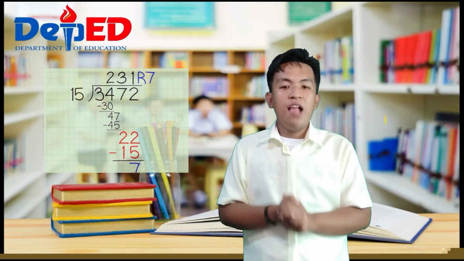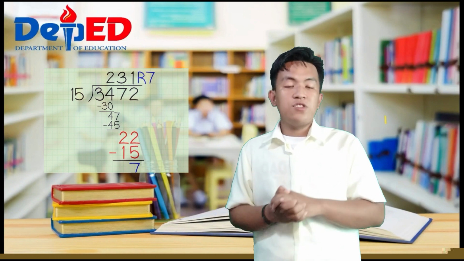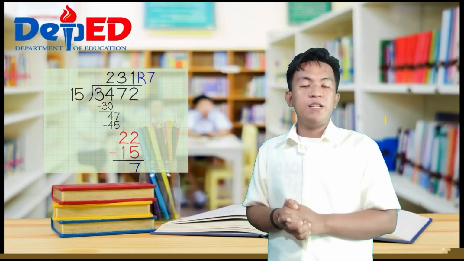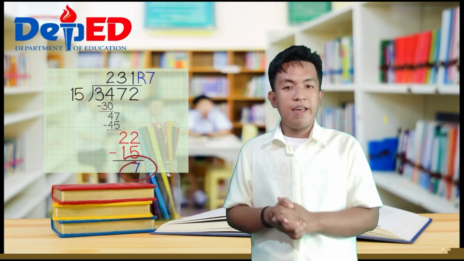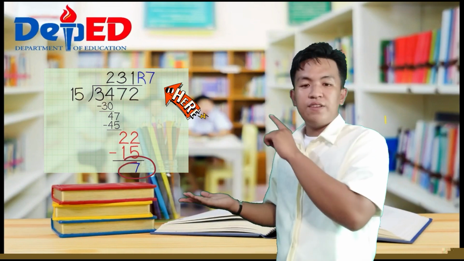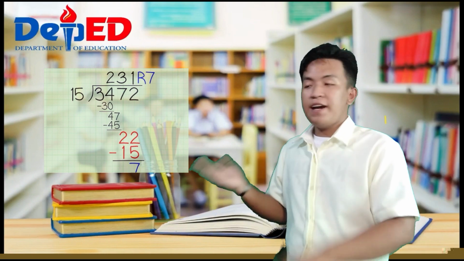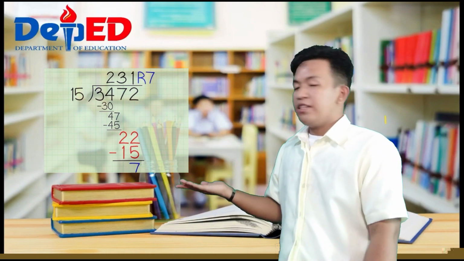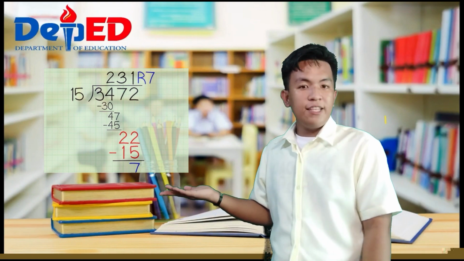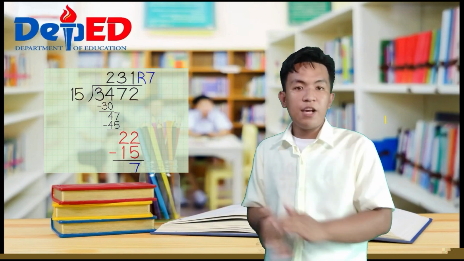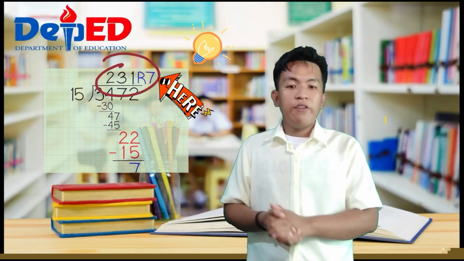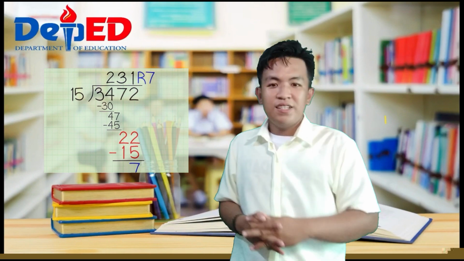We have no more digits to bring down. So instead of more division, we just write remainder 7 or R7 at the end of our answer. The final answer, 3,472 divided by 15 is equal to 231, remainder 7.